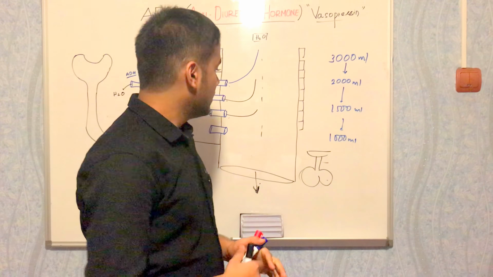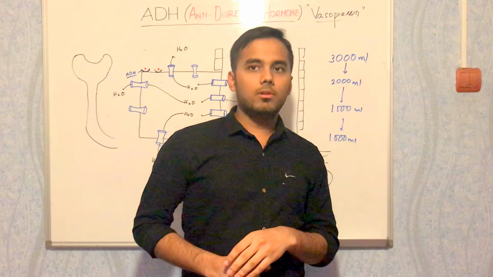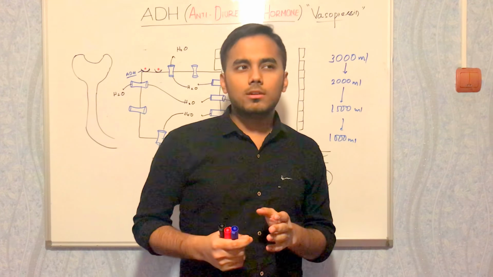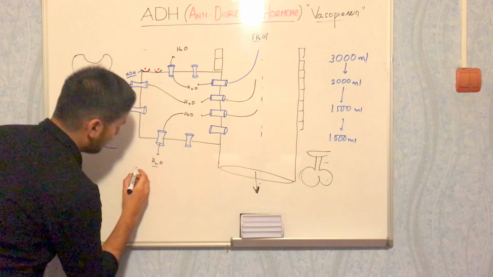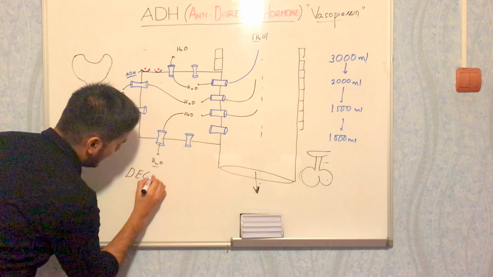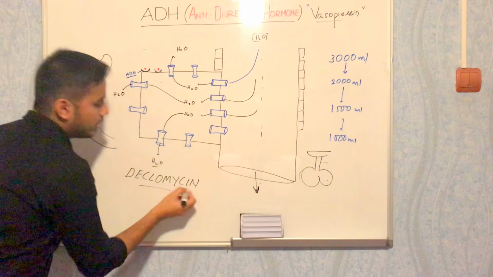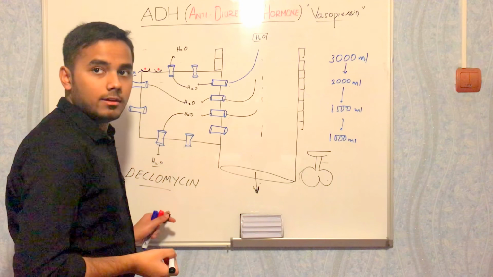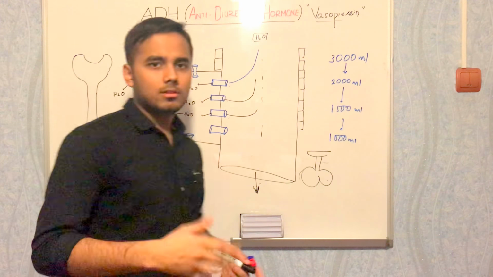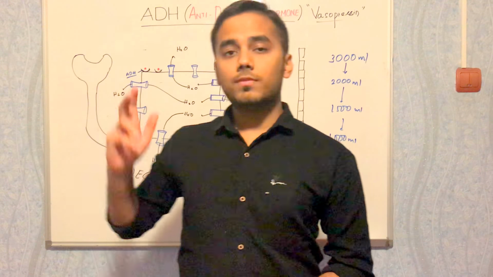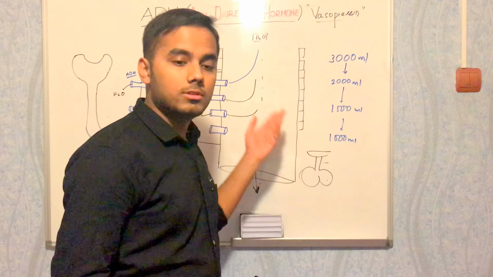You're getting it? And the third condition: for example, if a person is using drugs such as Declomycin, look, this is an important one. Declomycin is generally used for urinary tract infections, but if the person administers these drugs repeatedly, then it causes damage to the pituitary. As a result, again ADH is not produced.